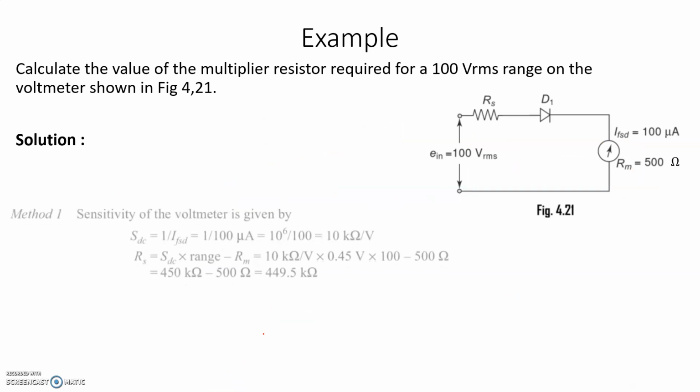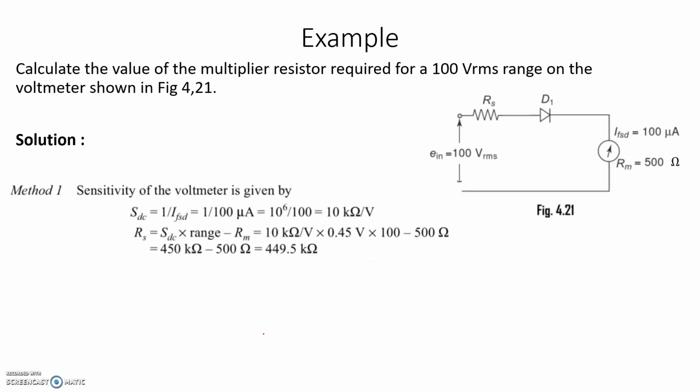So let's take a look at another example. This is another circuit which also uses the same half-wave rectifier, but with a different deflection current, a different meter resistance, and a different number of voltage. So basically, if you want to follow the method, it is the same, except you're changing the value of the parameters.